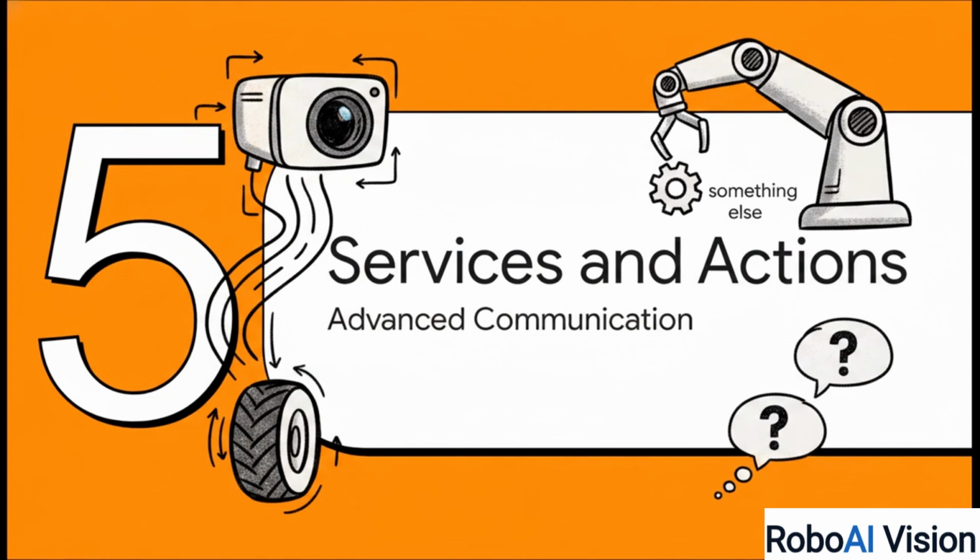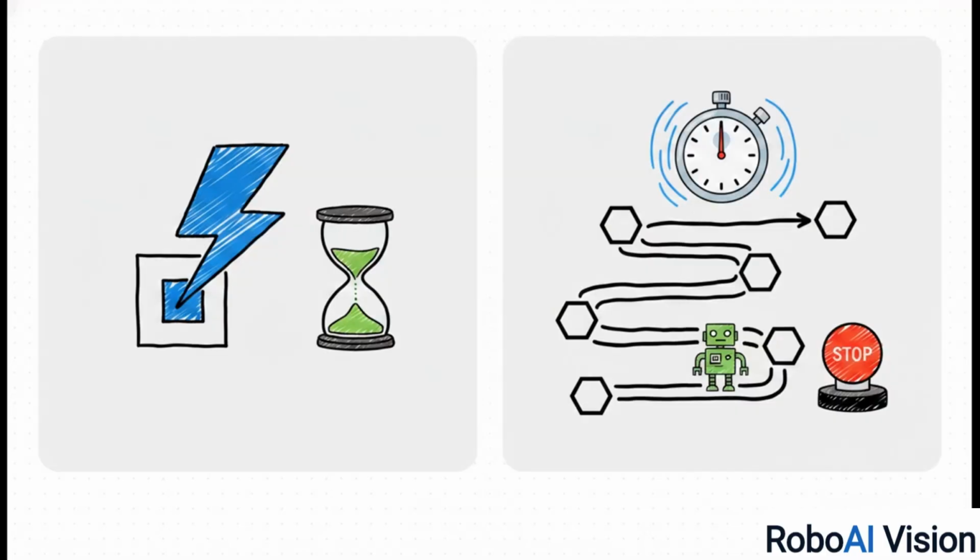Section 5, Services and Actions. The publisher-subscriber model is incredible for continuous streams of data. But what if your robot needs to do something a little different? Yeah, sometimes you just need to force a node to do something specific right now. That is where services and actions come into play. If you have a quick one-off request, like, say, telling the robot to clear its map right this second, you use a service. Services are synchronous. The system pauses and waits for a reply.